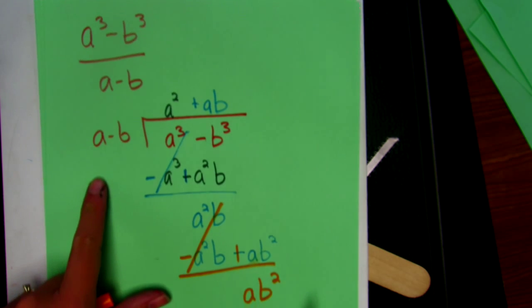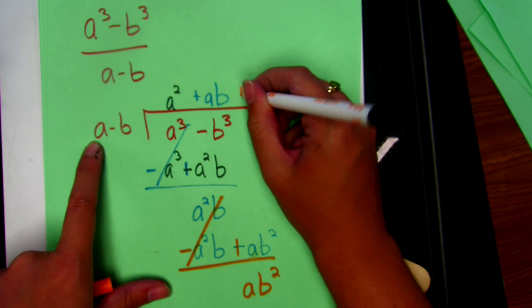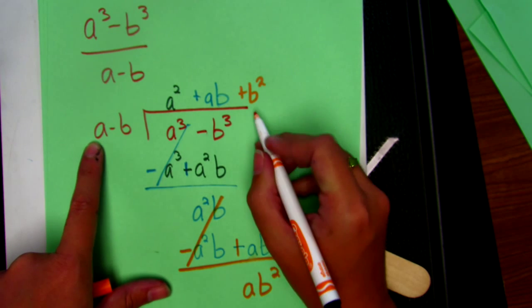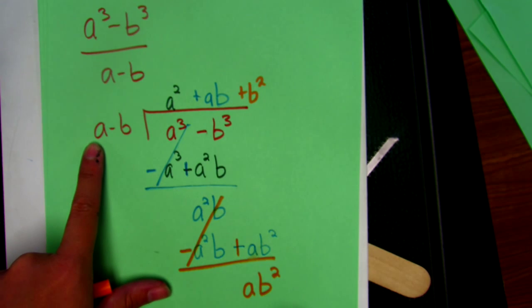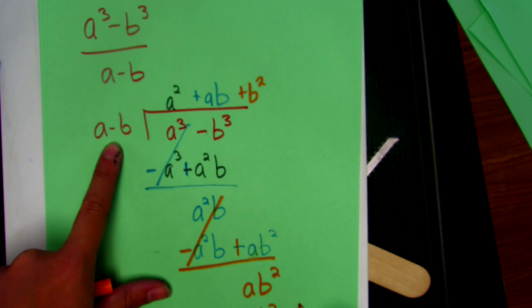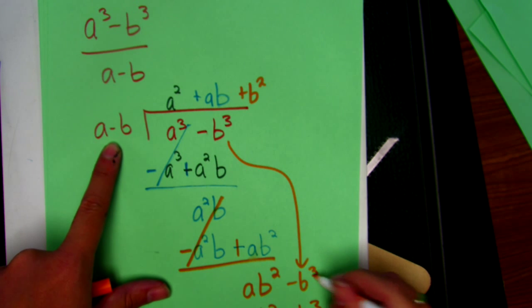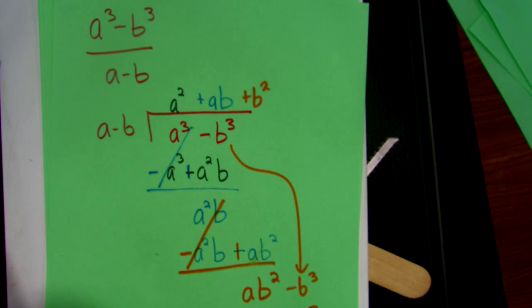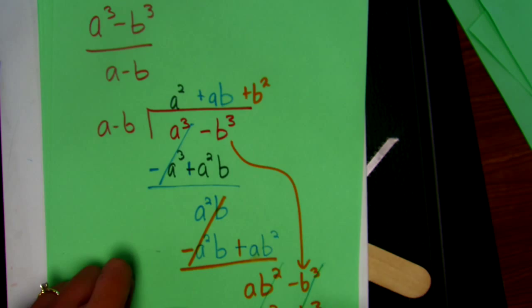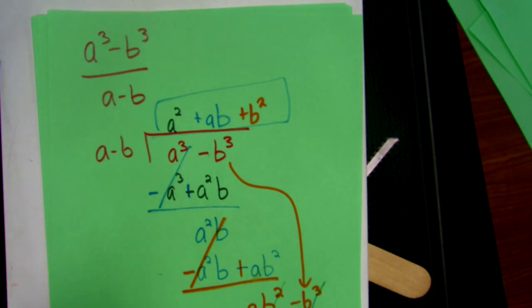A times what is b squared? Just b squared. So b squared times a is ab squared. B squared times negative b is negative b cubed. Oh, that's something that I can combine, right? So now I'm going to switch my signs. This cancels. Oh, and that cancels. So I don't have a remainder there. And this becomes my answer right here.